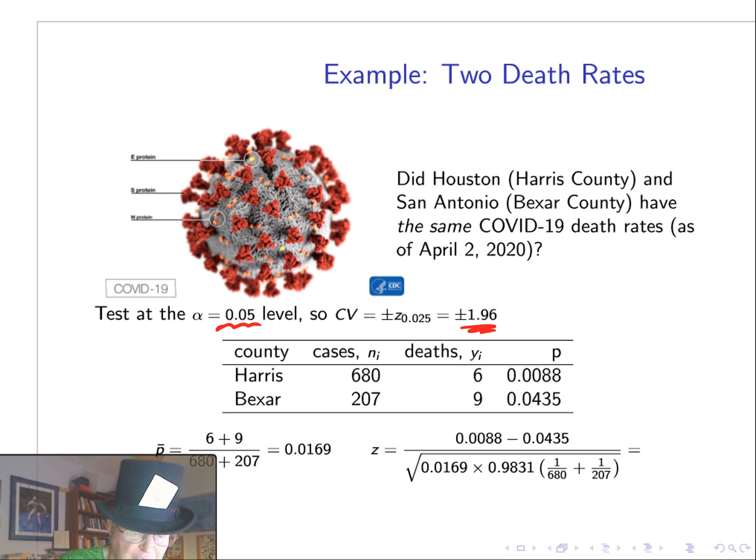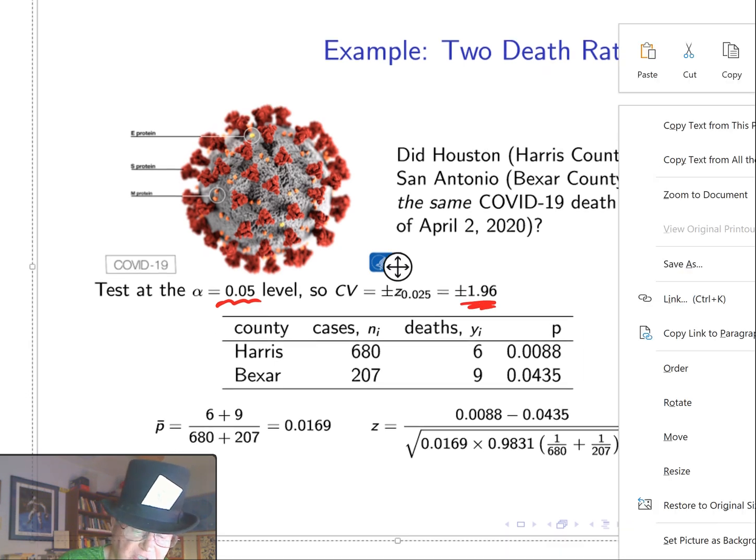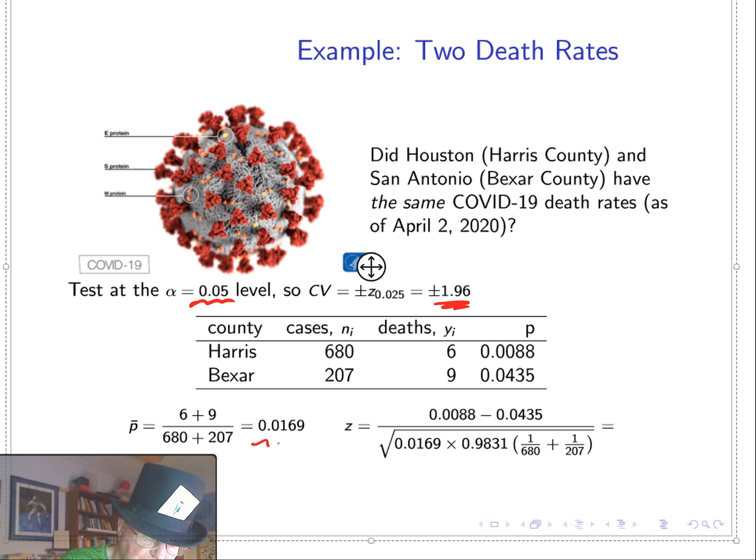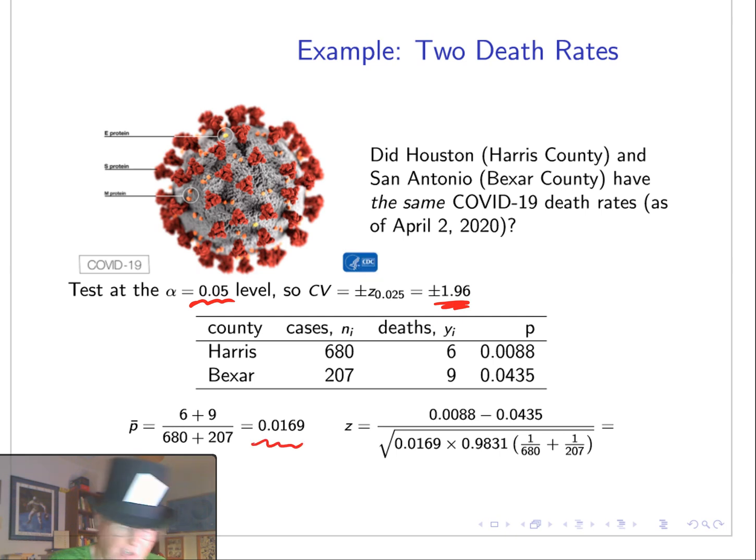They certainly look different. So let's go ahead and calculate the pooled proportion. So we'll add the 6 and the 9 in the numerator. We'll add the 608 and 207 in the denominator. And we'll get a pooled proportion of 0.0169. So yeah, it's in between the other two proportions. So that's a good indication. Now we'll do the test. So we'll take the individual proportions in the numerator. We'll take the pooled proportion in the denominator along with the two sample sizes.